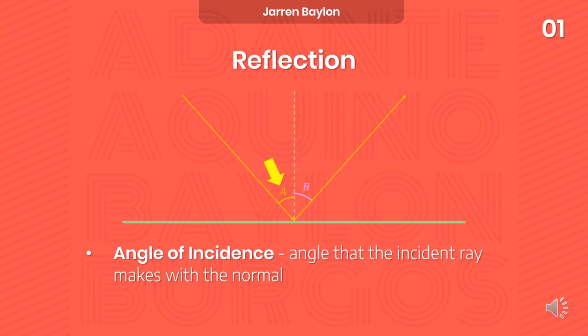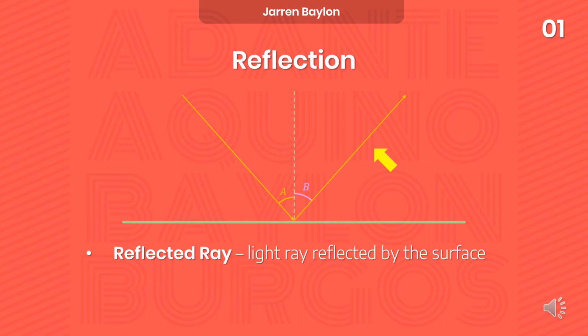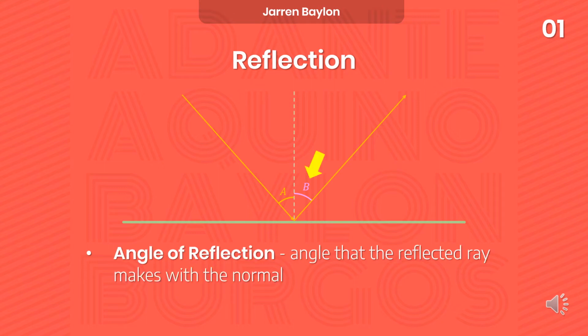We also have the angle of incidence. This angle of incidence is the angle that the incident ray makes with the normal line. Here, we also have the reflected ray. This reflected ray is the light ray reflected by the surface. With the reflected ray, we have the angle of reflection. This angle is the angle that the reflected ray makes with the normal.